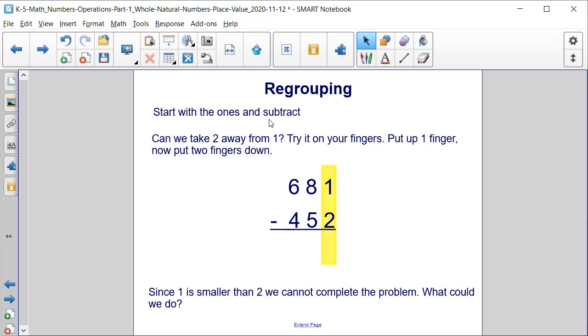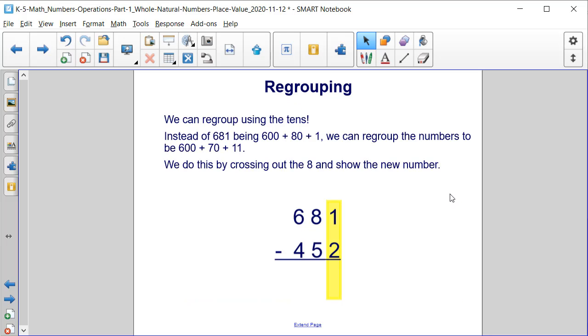We start with the ones column and try to subtract. Can we take 2 away from 1? Well, try it on your fingers. If you put up 1 finger, now try to put down 2 fingers. Since 1 is smaller than 2, we cannot complete the problem. What could we do? Take a moment to pause the video and think about it, and when you're done, unpause it. We can regroup using the tens.